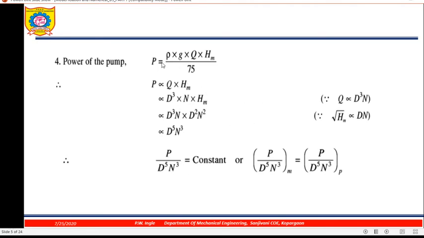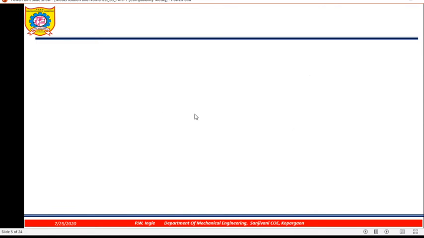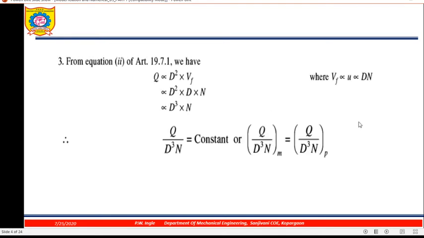How are we getting the power coefficient? P is rho g Q H_m. Therefore P is proportional to Q into H_m because rho and g are constant, but Q is proportional to D cube N. So it is D cube N H_m, but under root H_m is proportional to DN.